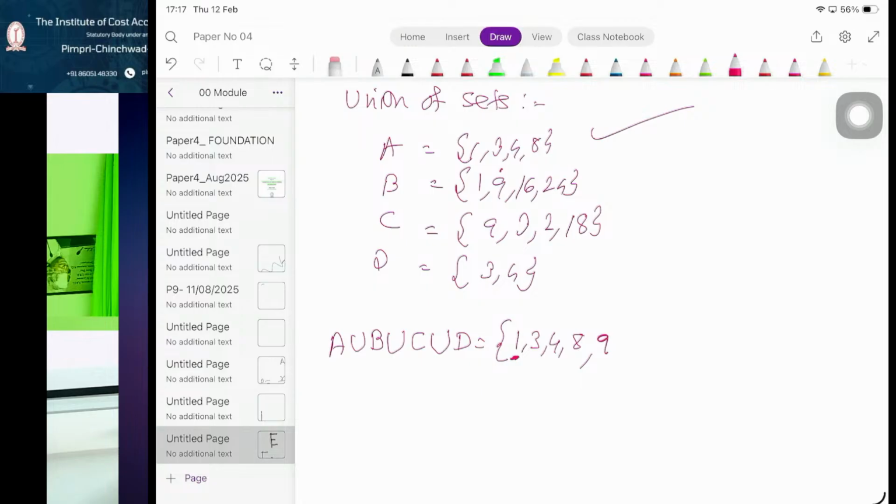Yes. Thank you. So in this case A is 1, 3, 4, 8, B is 1, 9, 16, 24, C is 9, 3, 2, 18 and D is 3, 4. When you say union of sets, it means you are adding the elements, but that element should not be repeated in the resultant set, and the resultant set is A union B union C union D. So I have written first all the elements of A, that is 1, 3, 4, 8. Then I move to the set B. In that set B, 1.